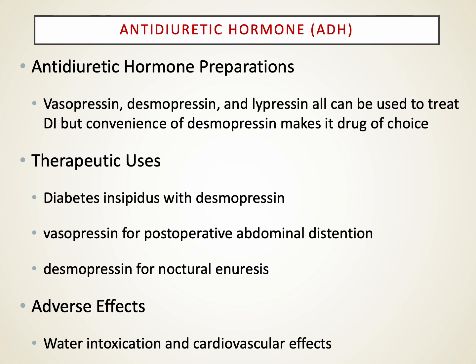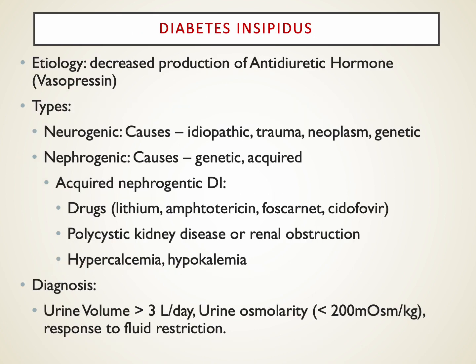Adverse effects with it: when you have somebody with diabetes insipidus for whom you're replacing their antidiuretic hormone, you can end up with too much water accumulation and water intoxication with cardiovascular effects, particularly heart failure. And so you want to be aware of not overshooting that. So for diabetes insipidus, decreased production of ADH, it can have different etiologies.